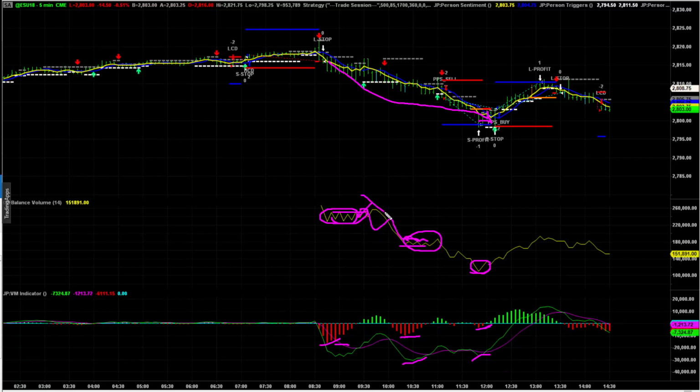And so from this point to that point was a pretty strong volume move. And from this point to that point was a lesser volume move. And that's why it shows up in this indicator.